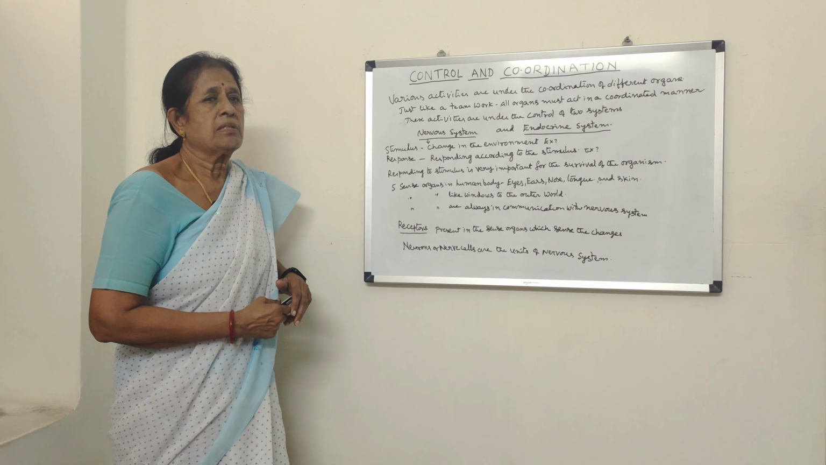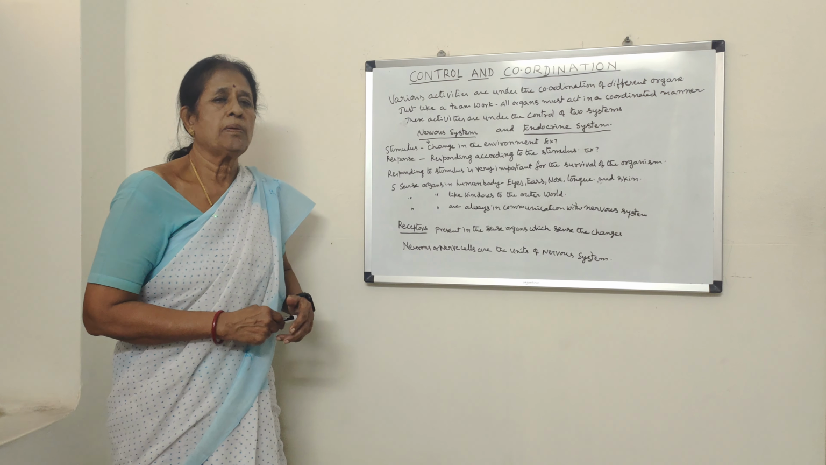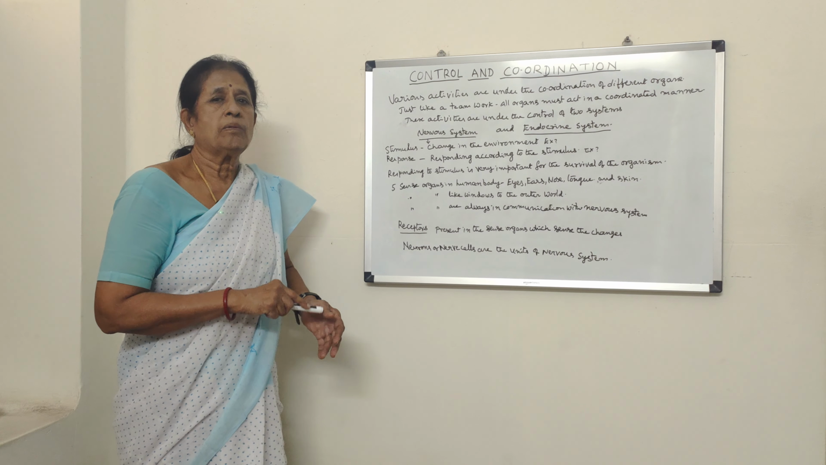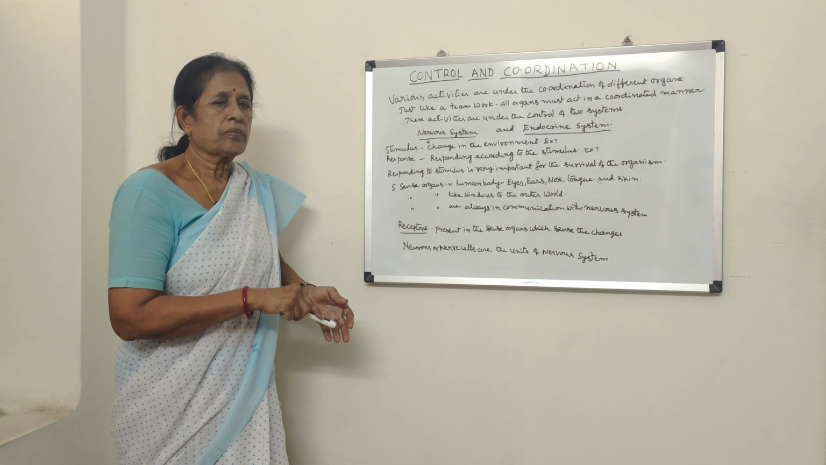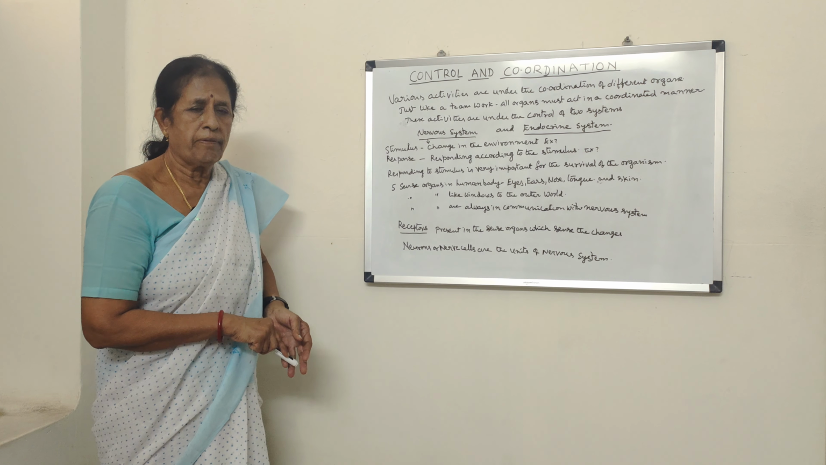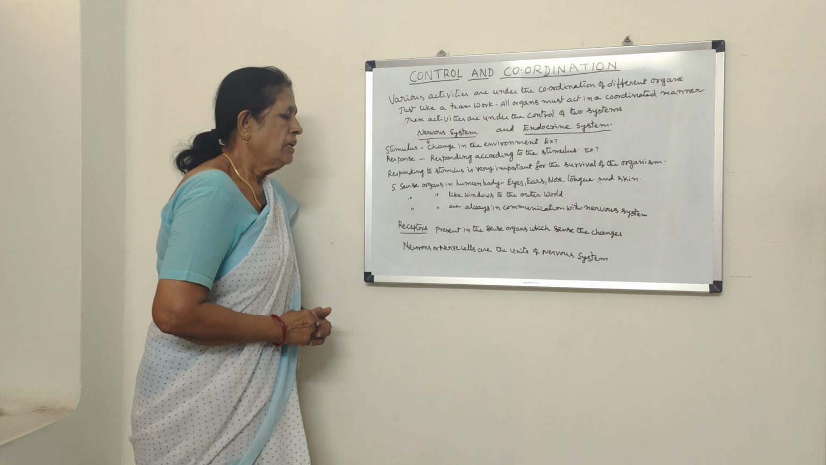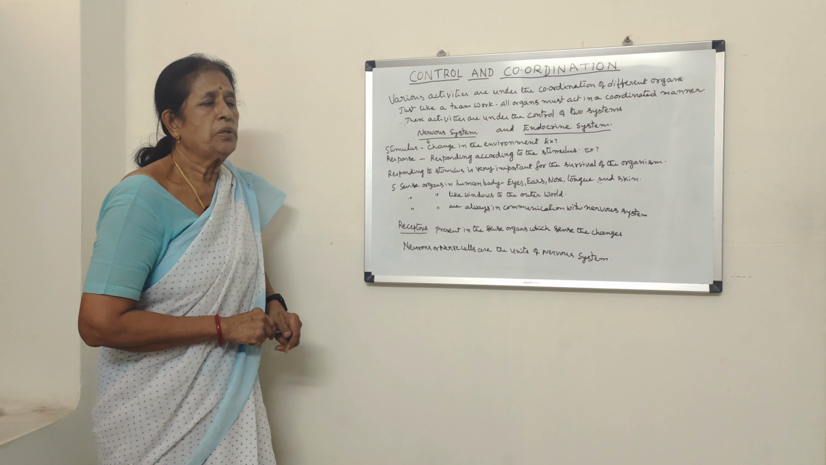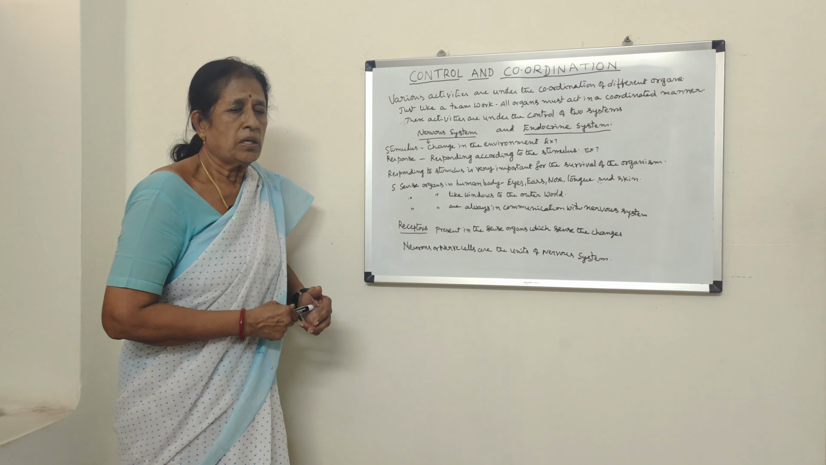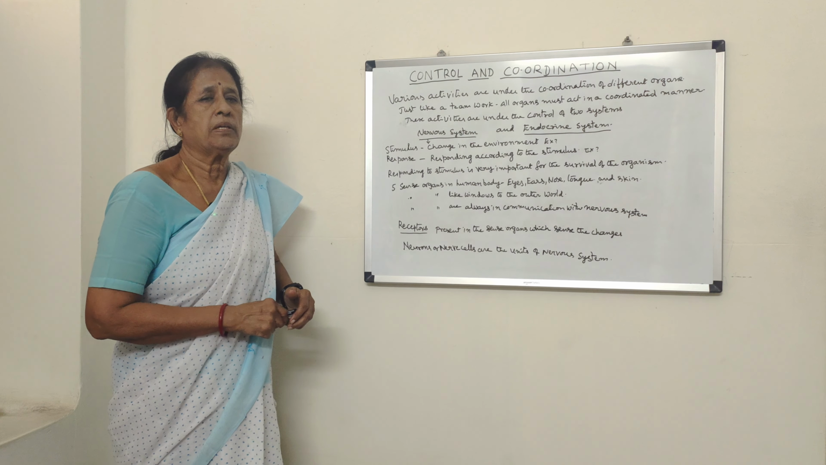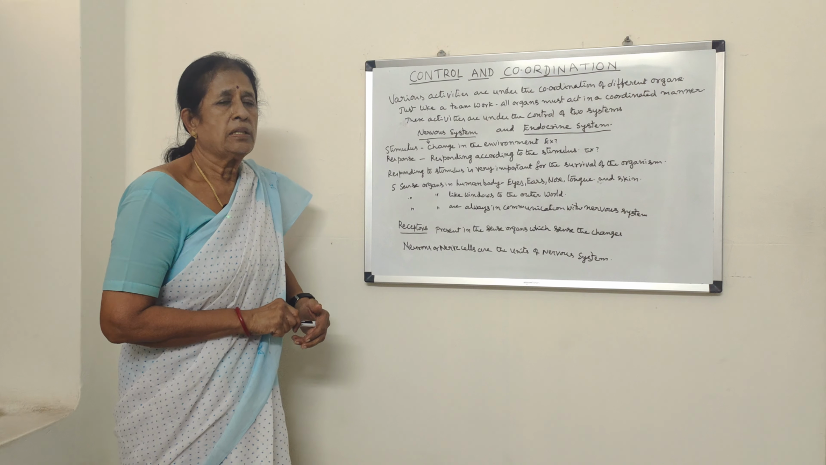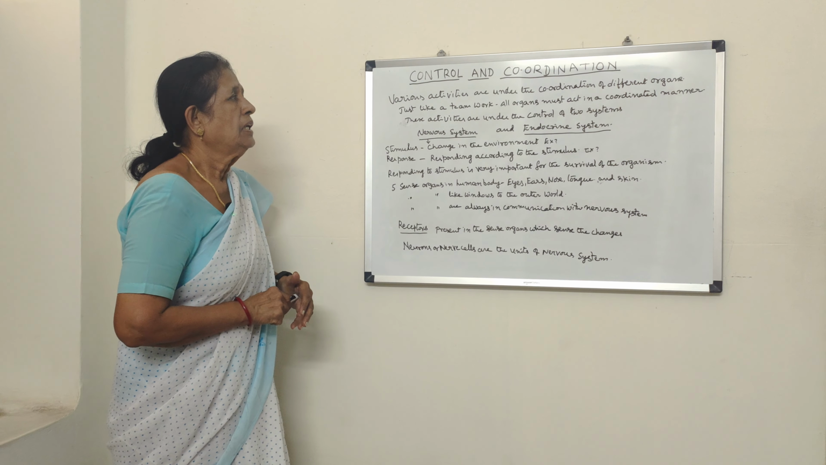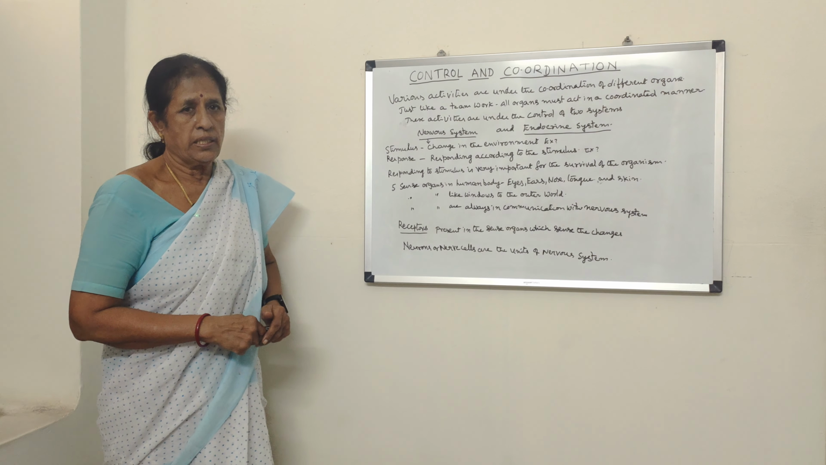And in the nervous system, what are the units of the nervous system? In the previous classes, we have seen that the units of the lungs are alveoli, and the units of the excretory system are nephrons. In the same way, in the nervous system, neurons or nerve cells are the units. What are the structures and functions of these neurons? That we shall see in the next class. So, this is the introduction to control and coordination.